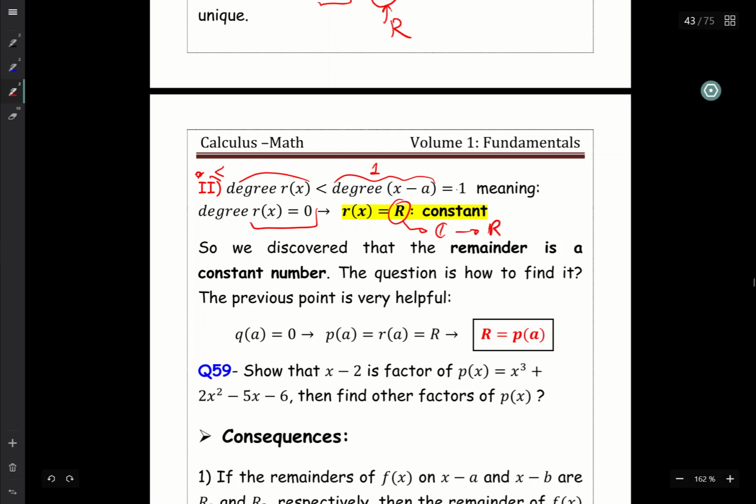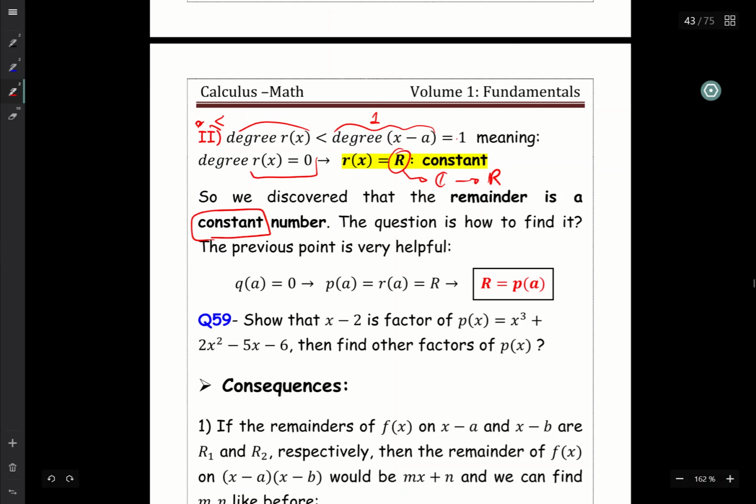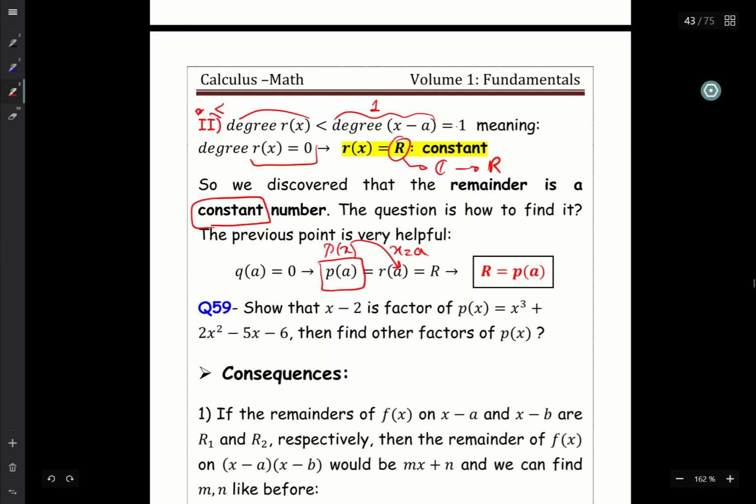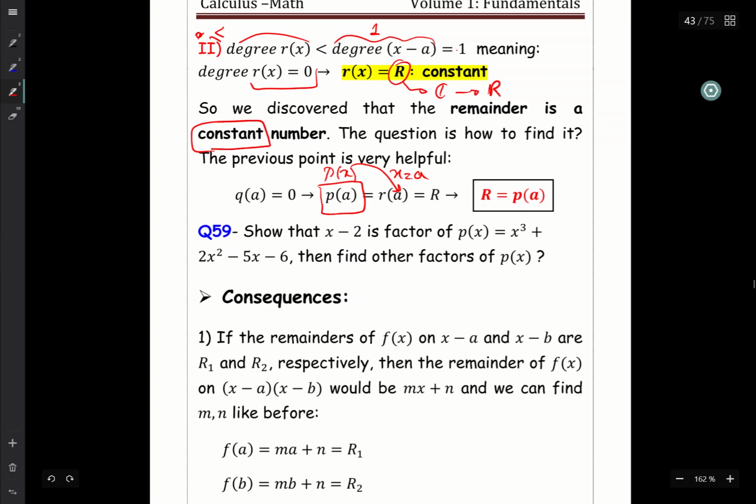So we discovered that the remainder is a constant number. The question is how to find it. Again, evaluate the given polynomial p of x at x equals a, which was the root of q of x, and therefore r is p of a. This is especially helpful for finding the factors. Why? Because as I mentioned before, a polynomial q of x is a factor of p of x if the remainder is 0. Okay?